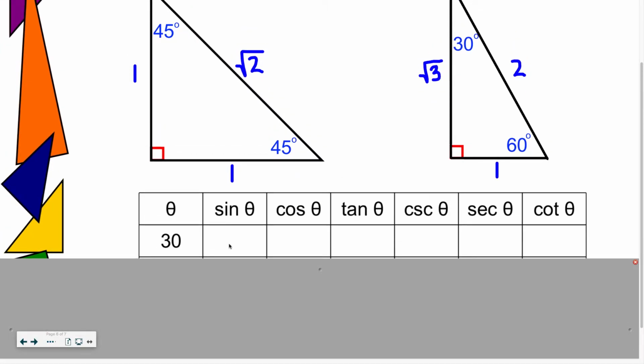So I could do the 6 trig ratios for 30 degrees. The sine of 30 is 1 over 2. The cosine of 30 is square root 3 over 2. The tangent of 30 is 1 over square root 3, but then I have to rationalize that. So I get square root 3 over 3.